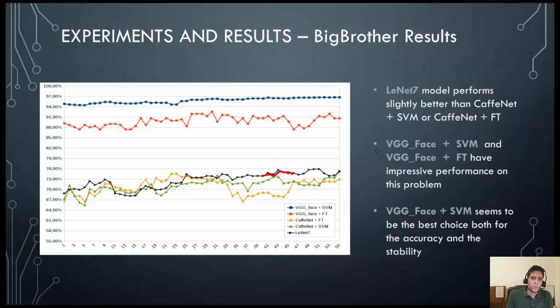But what is interesting is that the VGG Face plus SVM and VGG Face plus FT in this case badly outperform the other strategies, with impressive performance on this problem. And this is because they were trained on millions of different faces before. And in the end, the VGG Face plus SVM seems to be the best choice both for the accuracy and stability, the blue line up here.